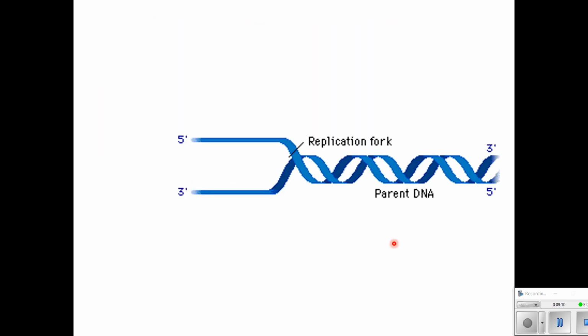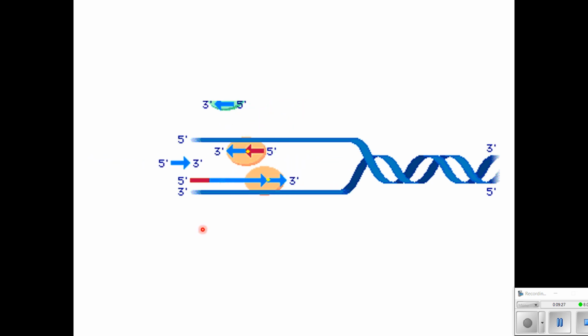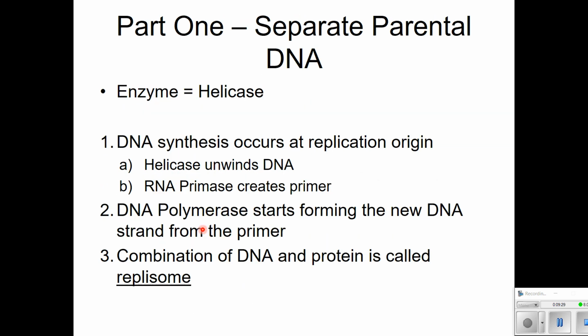So, just to review again, RNA primase lays down an RNA molecule. That primer gets the strand started. Polymerase lands on the primer and starts building a new DNA molecule. All right, so that's basically part one. Unzip the molecule, primase lays down a primer, and polymerase starts building the new DNA molecule.